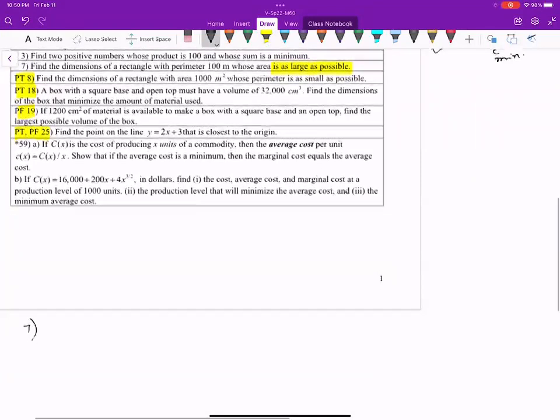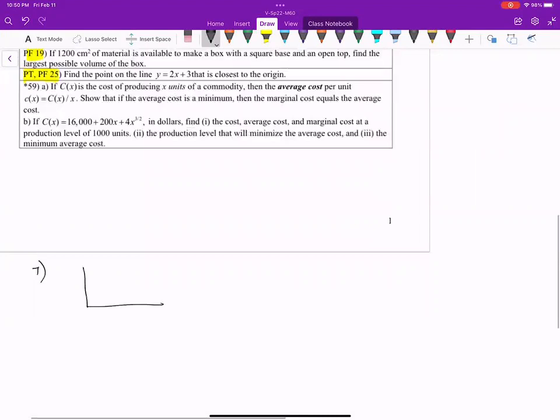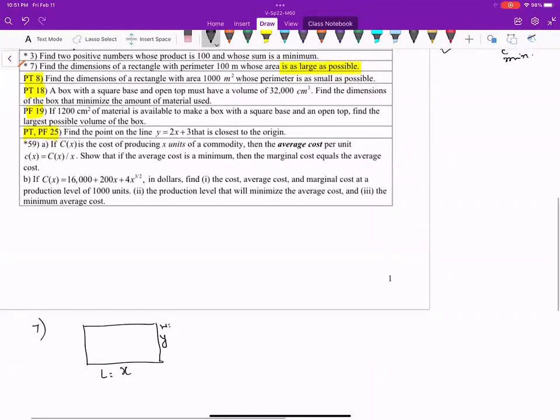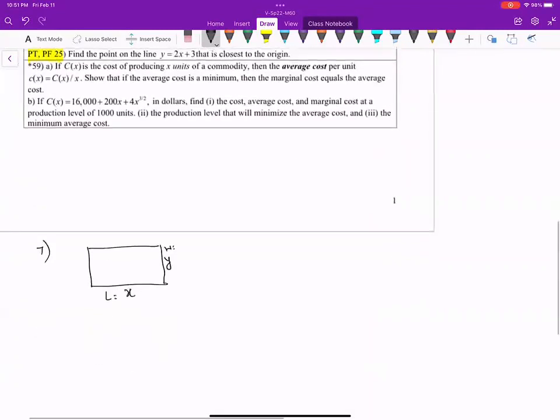So we are given a rectangle here. The rectangle has a given perimeter. So let's call the length x and the width y. This is the length and this is the width. The dimensions are given in terms of meters, so the perimeter is given in terms of meters.